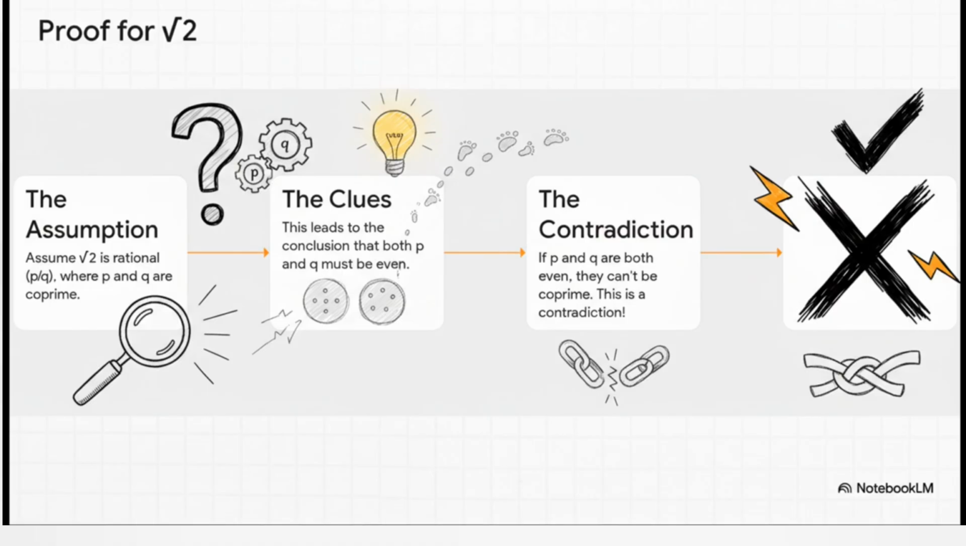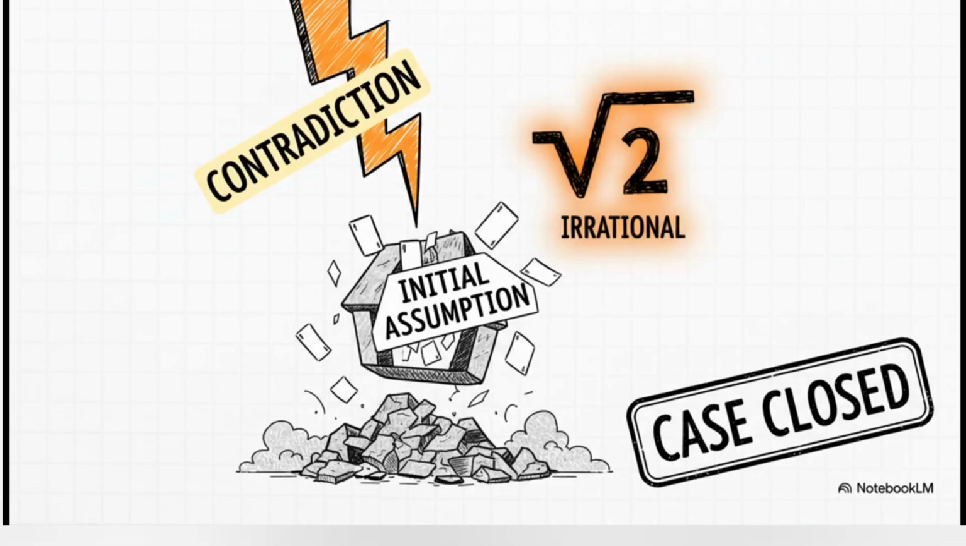Now, if we follow the clues from that assumption, we find something weird. We prove that p has to be even, but then, if you follow that clue further, it means q also has to be even. And, wait a minute, that's the contradiction. We started by saying they were coprime, which means they couldn't both be even. Our assumption has led us to a dead end. So what does a detective do when their main theory leads to an impossible situation? They throw it out. Our initial assumption that root 2 is rational must be false. Therefore, the only thing left is the truth. The square root of 2 is irrational.